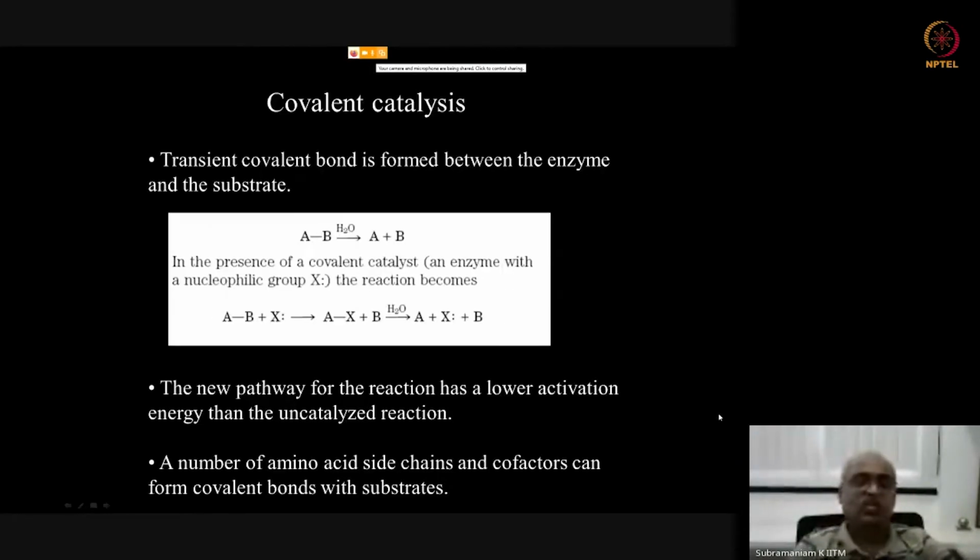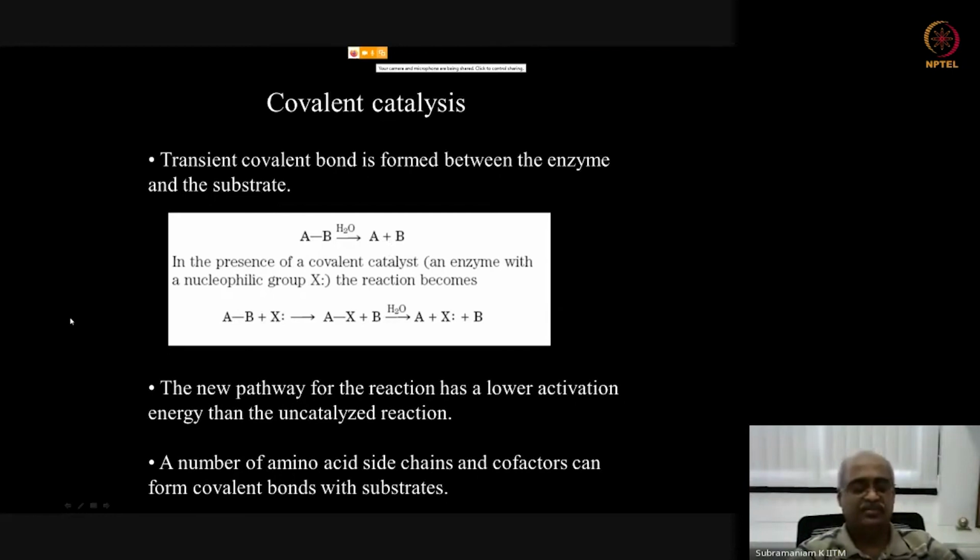Okay, the next one is covalent catalysis, where an enzyme's active site group participates temporarily in a covalent bond with a moiety in the substrate. Here, for example, AB is getting cleaved into A plus B. You can take that amide bond, the earlier example itself, where a peptide bond is getting cleaved. So two amino acids are getting hydrolyzed into individual amino acids A and B. You can think of that situation.